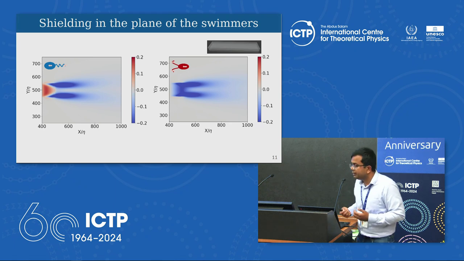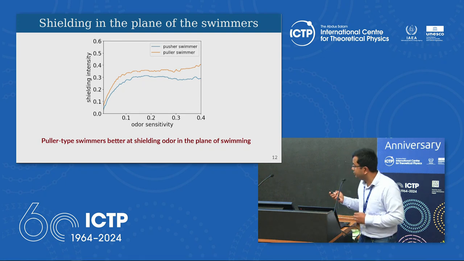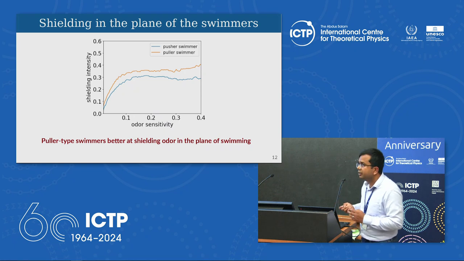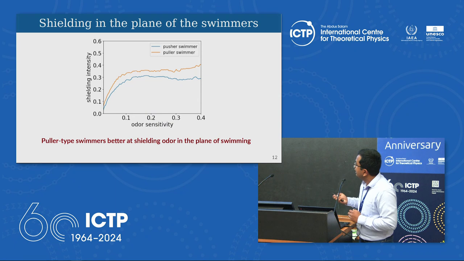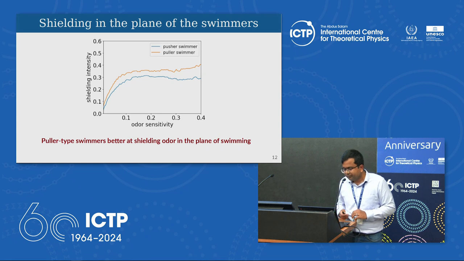And now if you compute the shielding intensity as a function of odor sensitivity, this is a plot that you get. And it's shielded all throughout, unlike the previous case in the entire volume. And puller-like swimmers are always better than pushers.